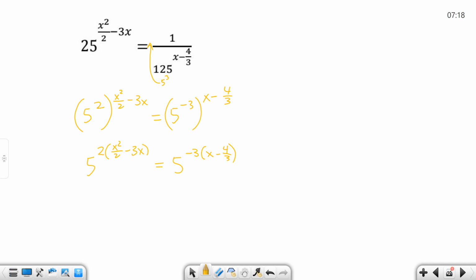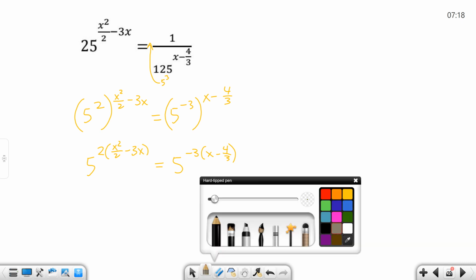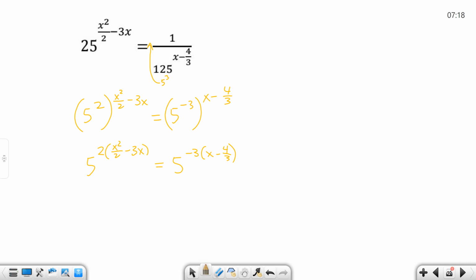All right. So now I have 5 to a power equals 5 to a power. If you wanted to simplify the powers first, you could. But here I have 5 to a power equals 5 to a power. So I can drop the 5s, and I can go to 2 times x squared over 2 minus 3x equals negative 3 times x minus 4/3.